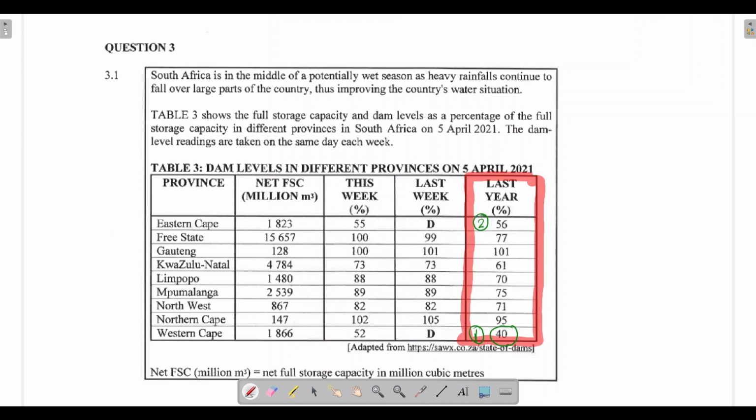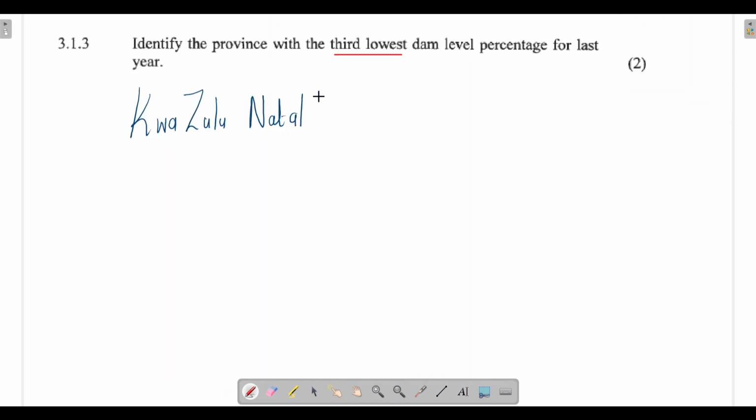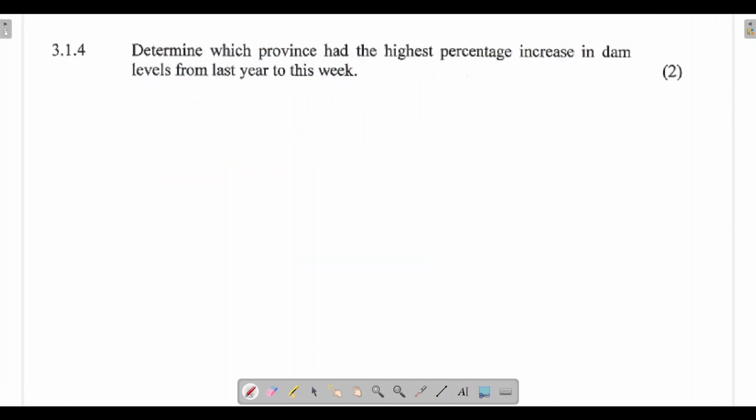And then what is the third lowest, right? So we have a look at your data here, and then we see that the third lowest is KwaZulu-Natal with 61%. Therefore, what does this tell us? So the province with the third lowest dam level percentage for last year is KwaZulu-Natal, okay, with a percentage of 61%. So you can also write that as KZN. Okay, that is fine.